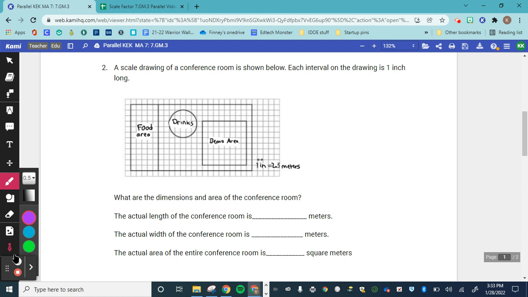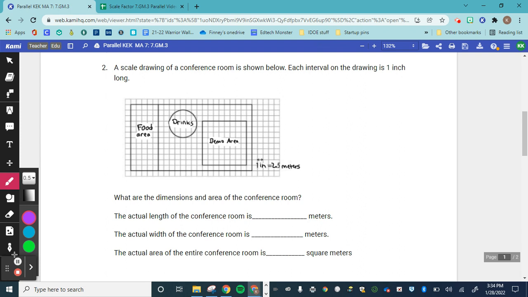Question 2. A scale drawing of a conference room is shown below. Each interval on the drawing is 1 inch long. So I can look at my picture and then I look down at the question to see what we're actually asked to find. What are the dimensions and area of the conference room?